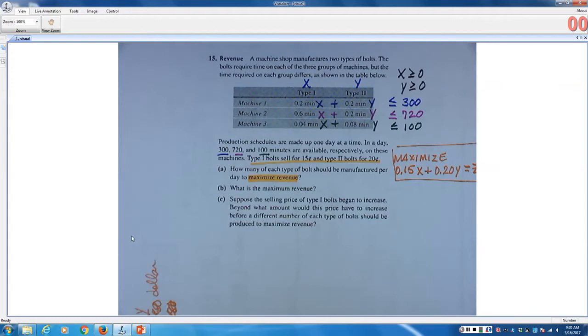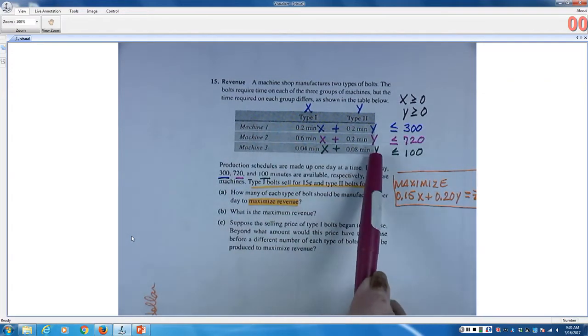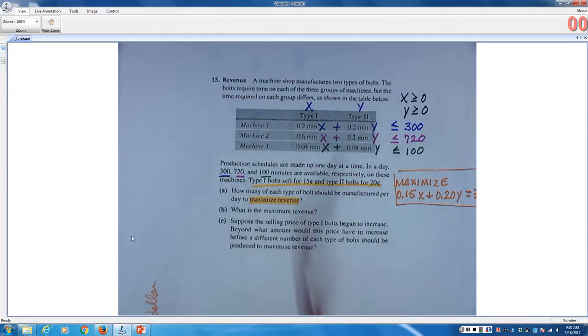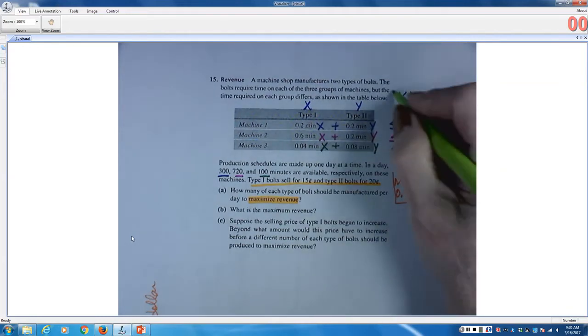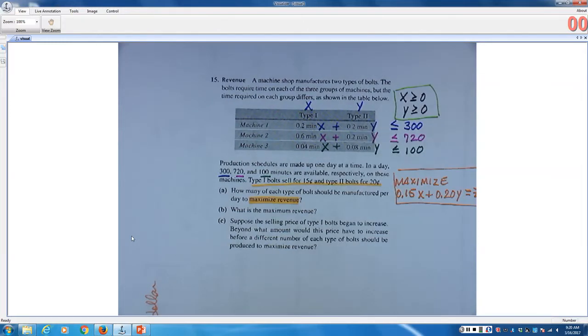Okay, so what we have done so far with this problem, just a quick review to get your brain back where it was, is we went through and read the problem. They gave us this table about two kinds of bolts that we're manufacturing, which we call type 1 X and type 2 was Y. And we decided that, first of all, it didn't make sense to make a negative number of either one, so we went ahead and wrote those two restrictions.